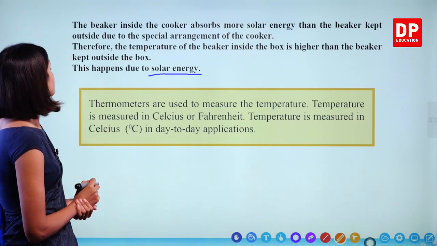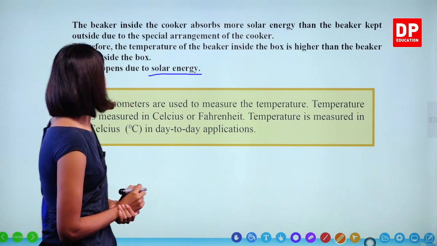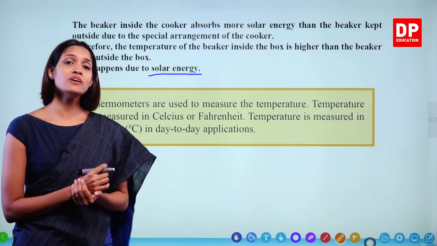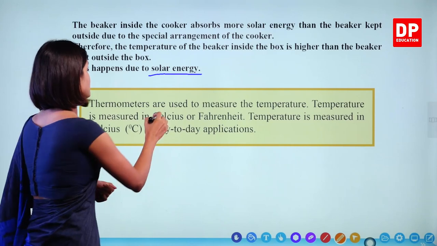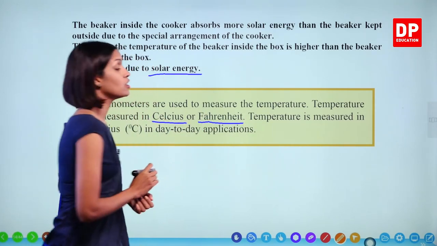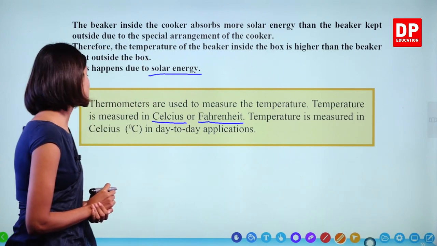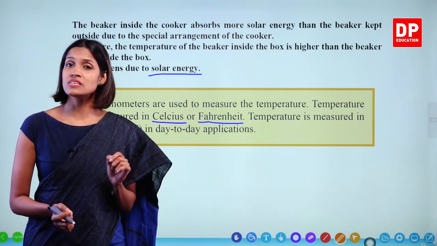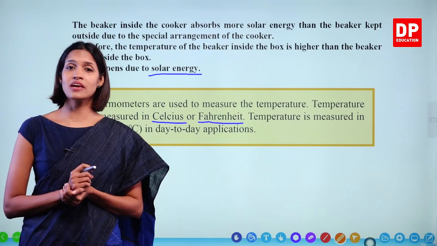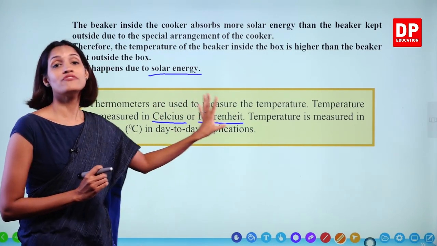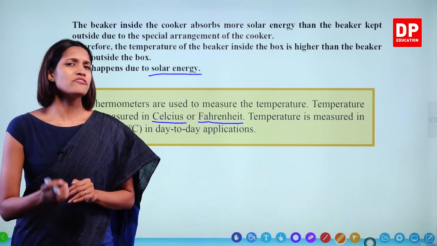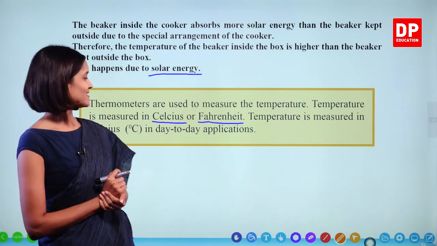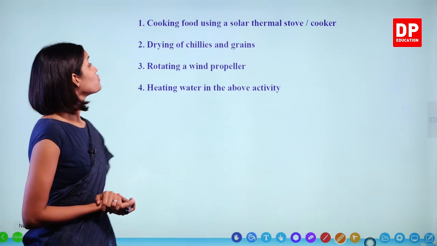We will read this part. Thermometers are used to measure the temperature. Temperature is measured in Celsius or Fahrenheit. So in order to measure the temperature, we basically use these two units, the Celsius unit and the Fahrenheit unit. Temperature is measured in degrees Celsius in day-to-day applications. But nowadays, the same digital thermometer can be used to measure in Celsius or Fahrenheit. We can change it as well. But when we consider manual thermometers, they come as either Celsius or Fahrenheit. Understand?